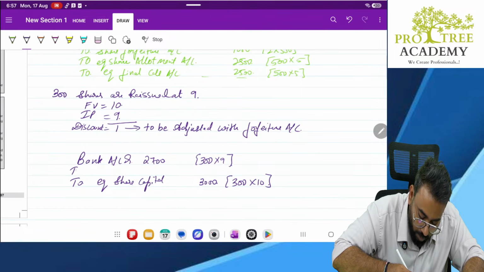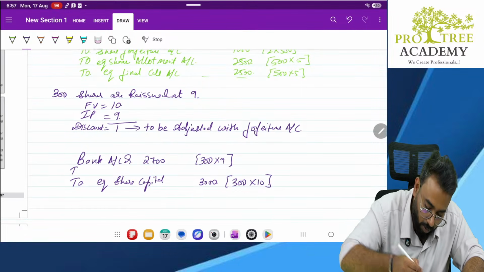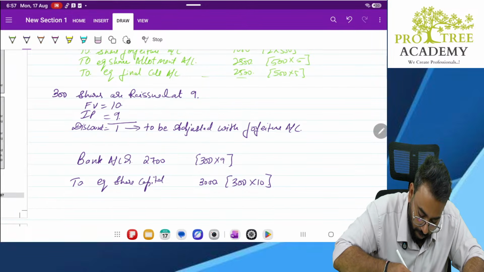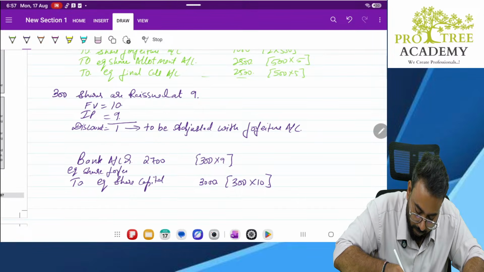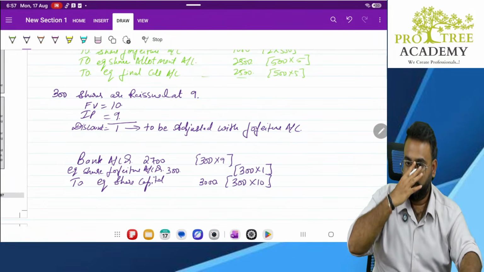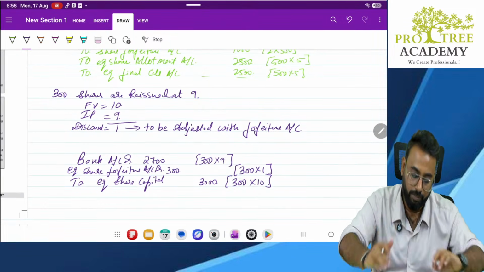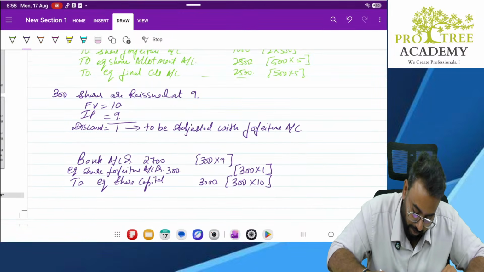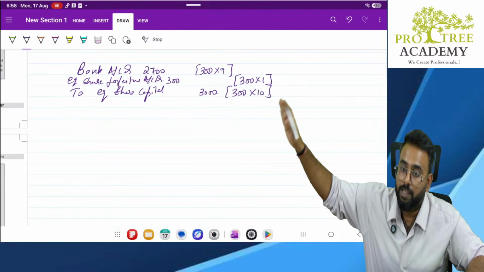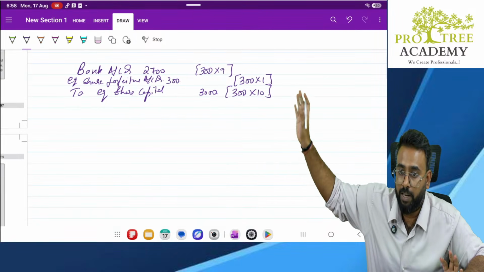So that discount will be adjusted against equity share forfeiture account. Equity share forfeiture account debit. How much have you given as discount? Sir, 300 shares into 1 rupee each. Okay, done? Yes, sir. Now, we have to transfer the balance in the forfeiture account to the capital reserve account.